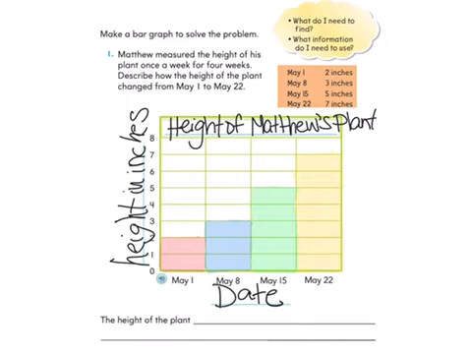So I'm going to put the height of the plant increased each week. Increase is just another word for gets bigger. So the height of the plant increased each week, and we can see that because the plant was getting taller each week.